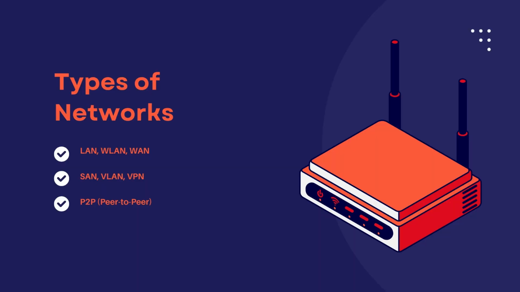So, we were going to have a look at various different types of networks in this. First of all, LAN, WLAN, and WAN, which are local area networks, wireless local area networks, and wide area networks. Then also slightly less common networks such as SANs, VLANs, and VPNs, which are storage area networks, virtual LAN and virtual private networks, which are known very well to the people of this school, as well as peer-to-peer networks.